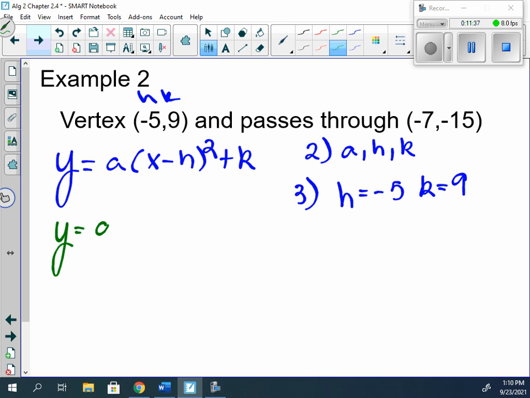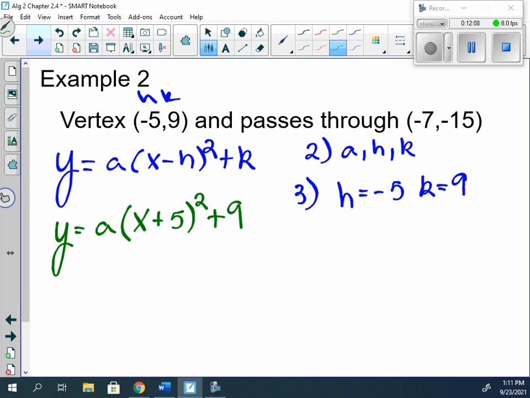Y is equal to a, because we don't know what it is, we'll leave it as a. Parentheses, x minus what? Well, negative and negative make a positive. So it's really x plus 5 squared plus 9. So we just plugged h and k into the formula. Any questions on this here?